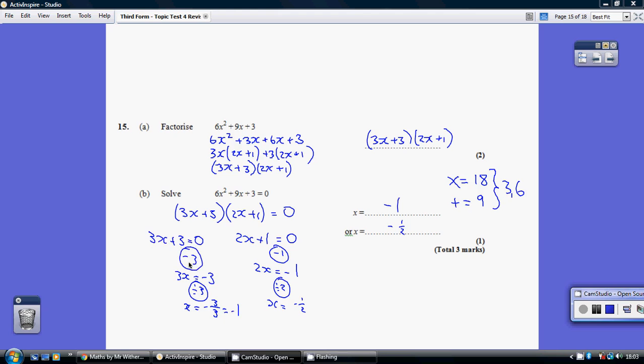How could we have done that more slowly? Well, we undo adding 3, we take away 3. To undo the timesing by 3, we divide by 3. So x is minus 1.